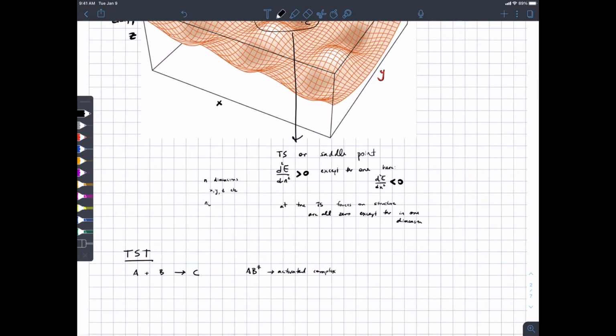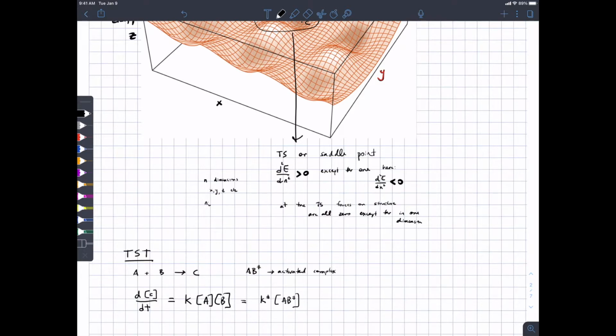Okay. And the rate of the reaction, we could say the first derivative of the concentration of C with respect to time, that's how much of C is showing up at any given time, is equal to some rate constant times the concentration of A times the concentration of B. Does it look familiar? Yeah. But another way of saying this is the rate is related to some intrinsic rate constant times the concentration of the activated complex.